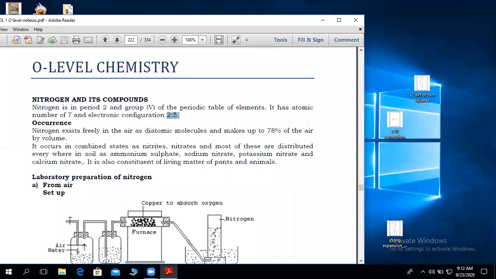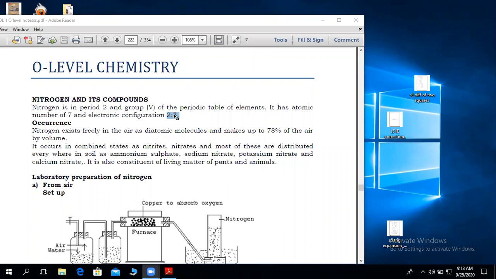If the electronic configuration is 2, 5, then it means that in the outermost energy level there are 5 electrons. So if there are 5 electrons, it means nitrogen is in group 5. So that's why we are saying nitrogen is in group 5.